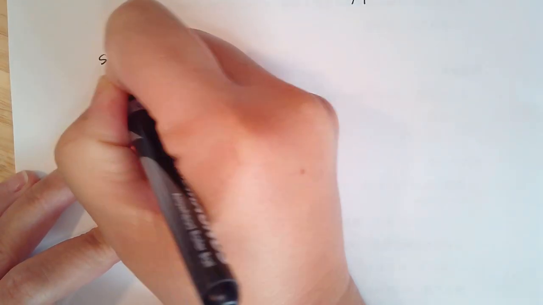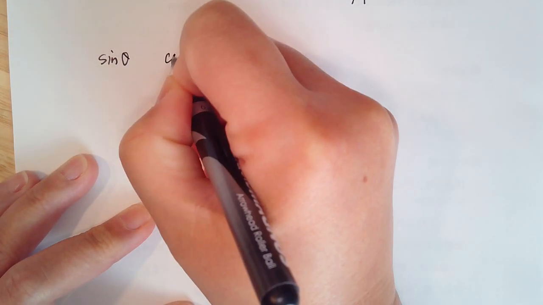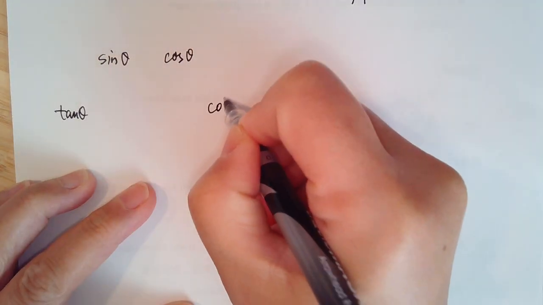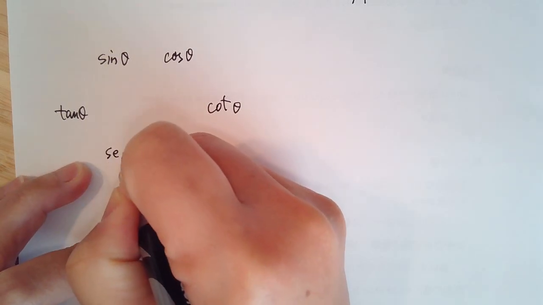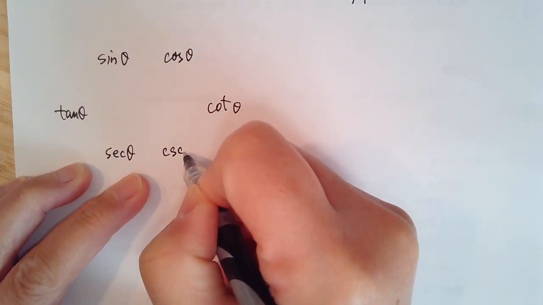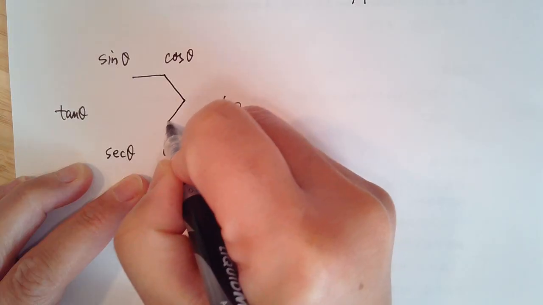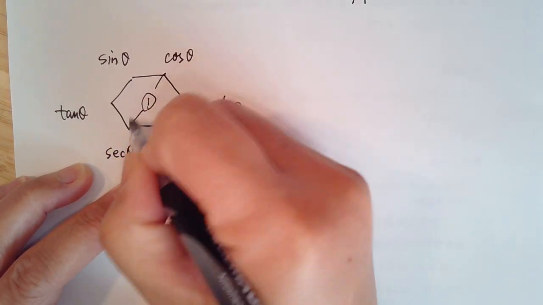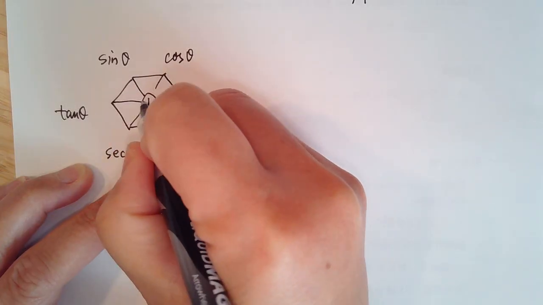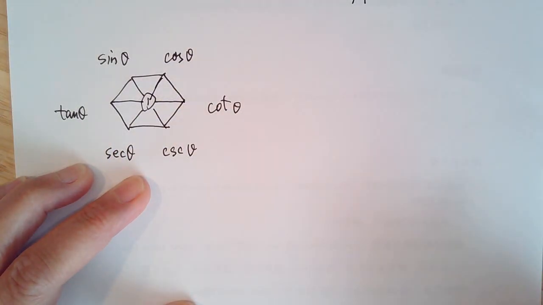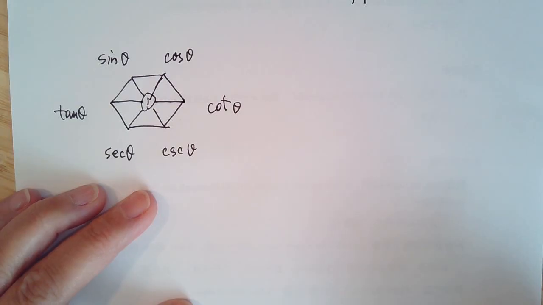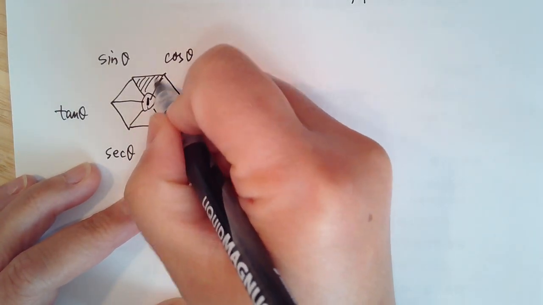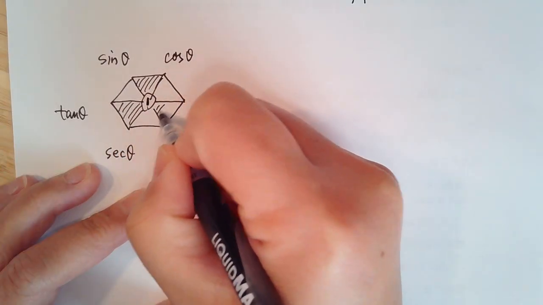So I would like to do this: sine theta, cosine theta, tangent theta, cotangent theta, secant theta, and cosecant theta. And then I ask you to draw me this graph. Okay, it looks very easy, isn't it? It shows all the 6 trigonometric functions, and the middle one is 1. Okay, I'm going to put this shaded triangle.